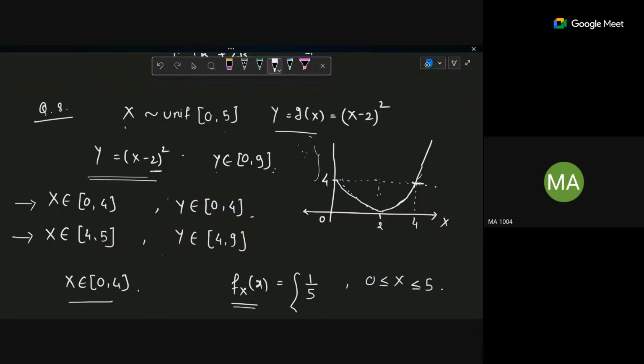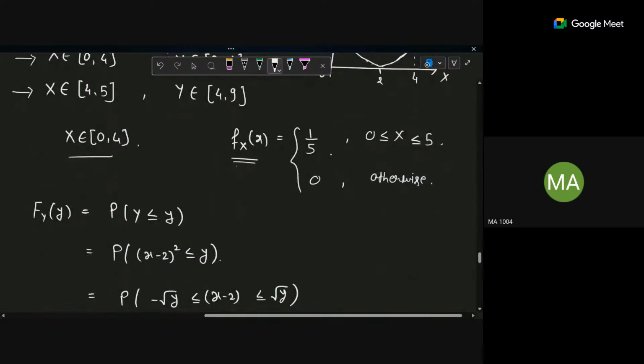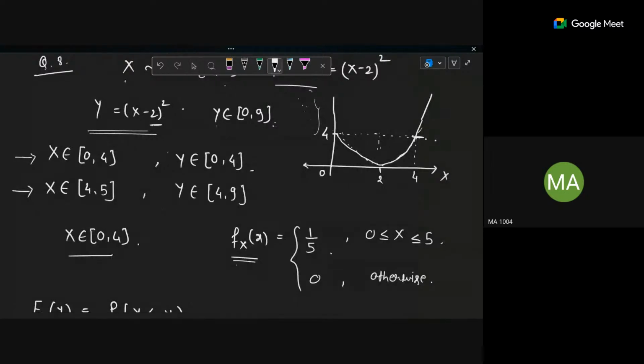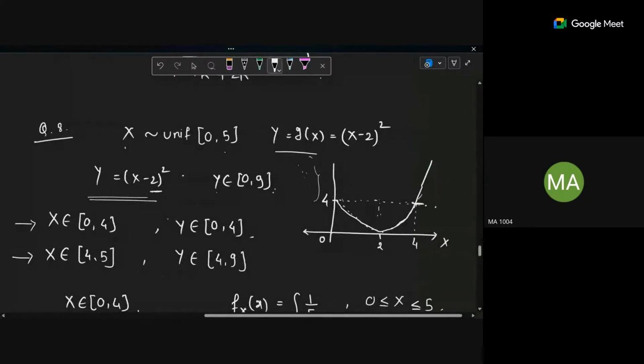So whenever x is a uniform distribution, the first step is to write its PDF. Its PDF will be 1 by 5 for x lying between 0 to 5, that is 1 upon b minus a. Now for (x minus 2) square, the better way is to just draw the graph. The graph will look like this. And from here, you can see that there is symmetry till the point y achieves 4, right? So we will separate x into two parts. One is symmetric and one is the rest of the portion.